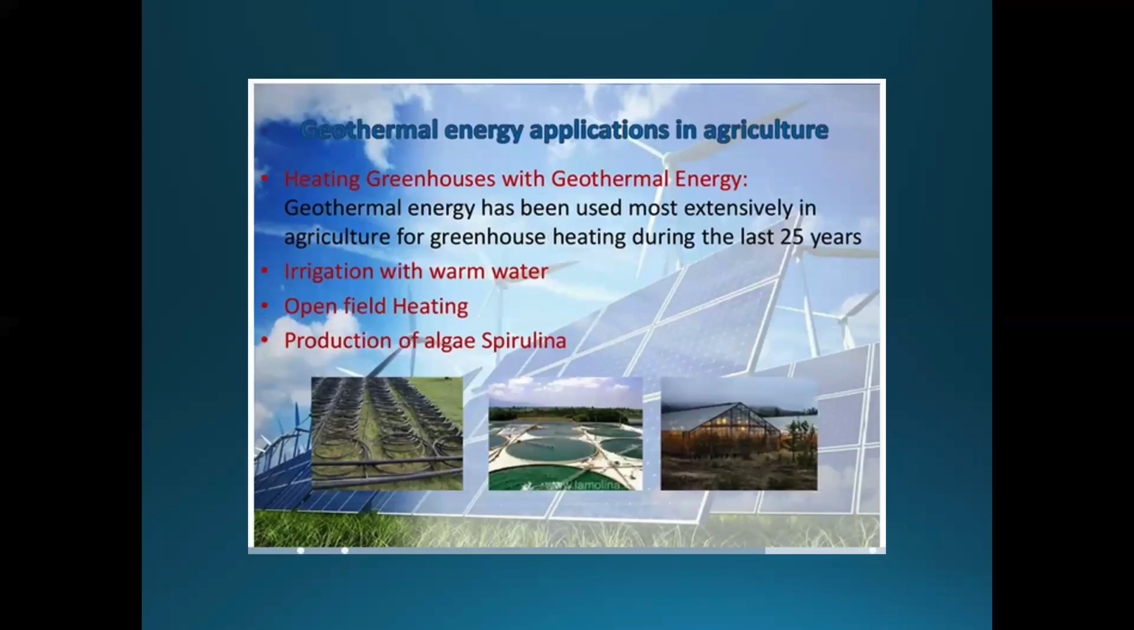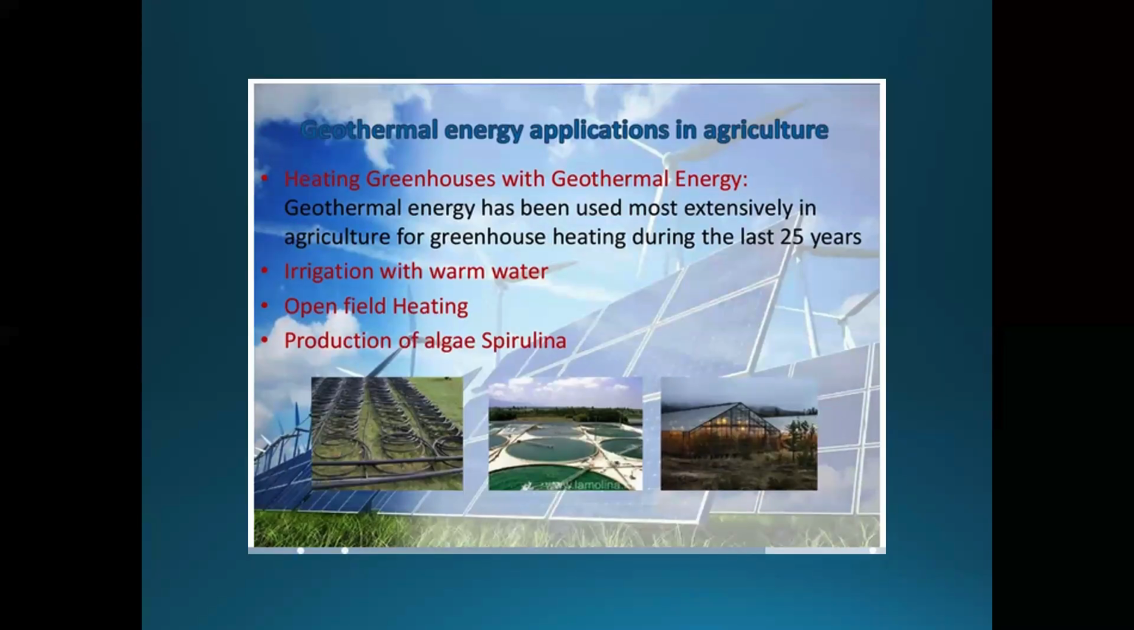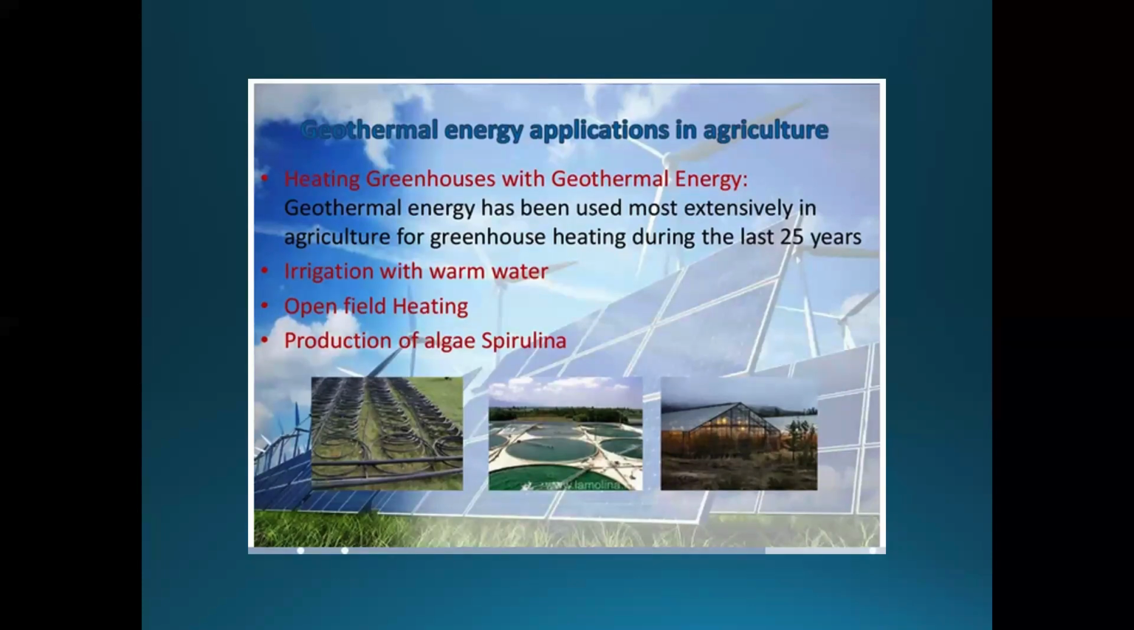The next one is geothermal energy applications in agriculture. So geothermal energy means what? The energy that is present in the deeper layers of the earth crust is said to be the geothermal energy. So it has been mostly used for agriculture purpose for heating the greenhouses during the last 25 years. And you can go with the irrigation. Then we can go with the field heating and production of some algae, spirulina.